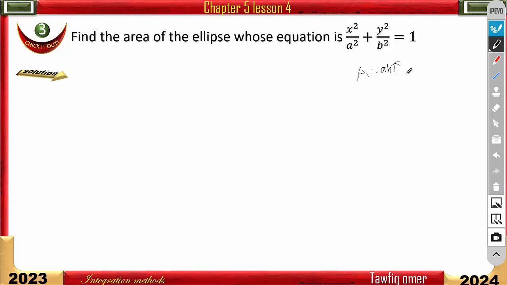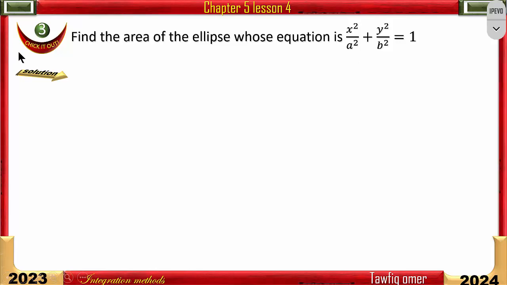If the question has options, we can choose this one. But as we did for the semicircle in the example, we are going to find the area by checking it out, number 3.